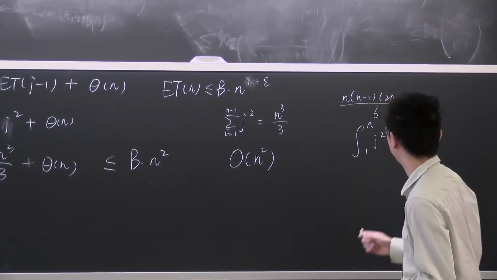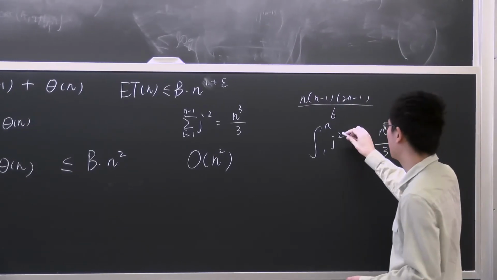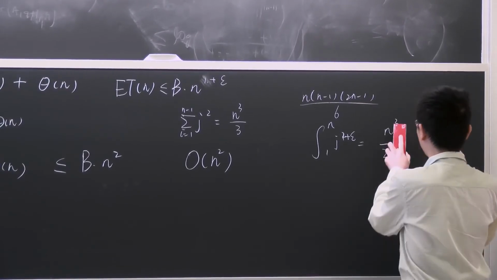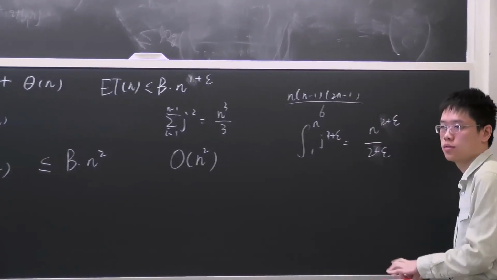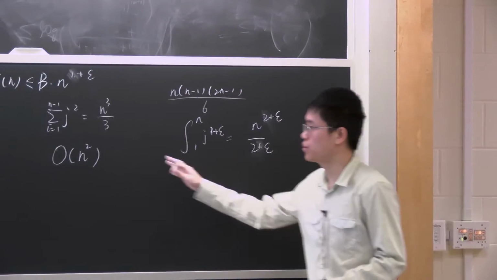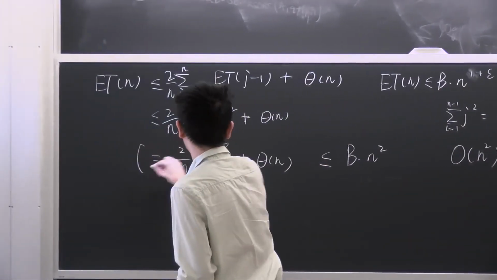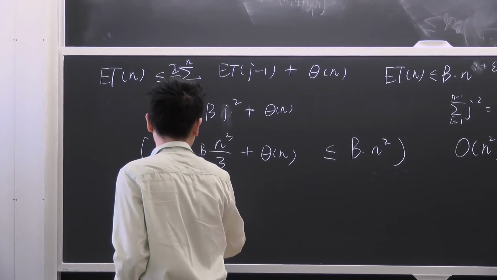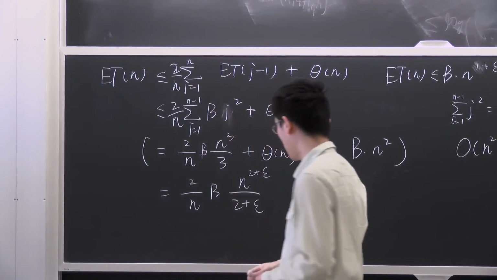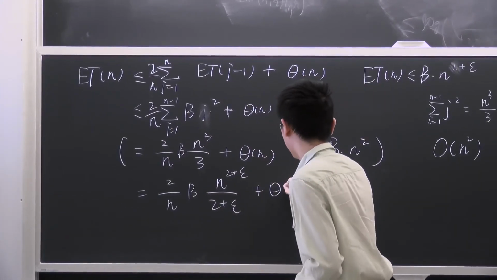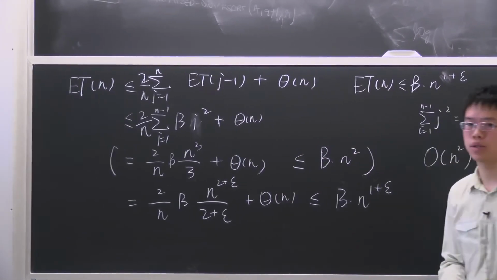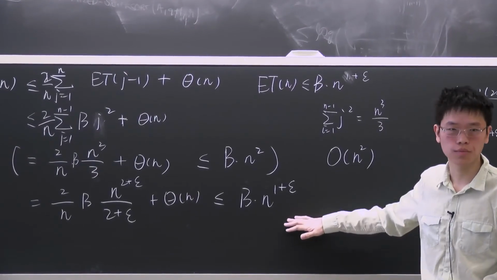Then what will we have? If we carry out the same integral argument, we have n raised to 2 plus epsilon over 2 plus epsilon, correct? And if we plug that in, we get this. And we want to show it's less than n raised to 1 plus epsilon. Does this hold?